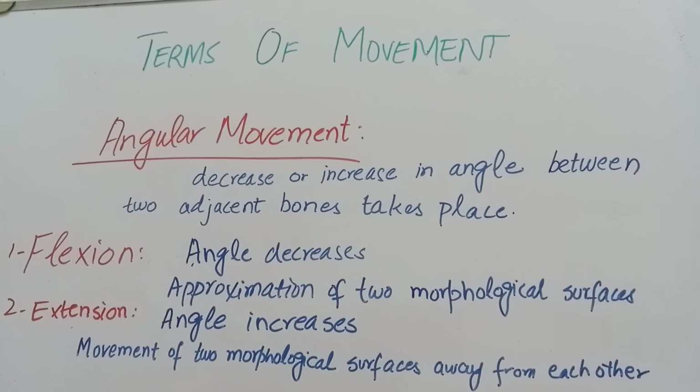The second example is extension. This movement also occurs at the transverse axis, and it results in the movement of two morphological ventral surfaces away from each other. As they move away from each other, the angle between the two adjacent bones is going to be increased. So the angle increases.